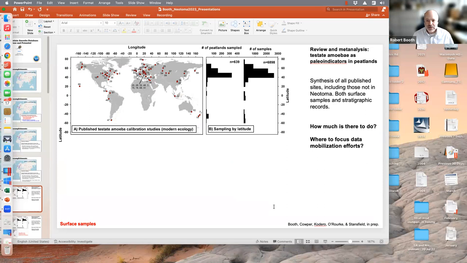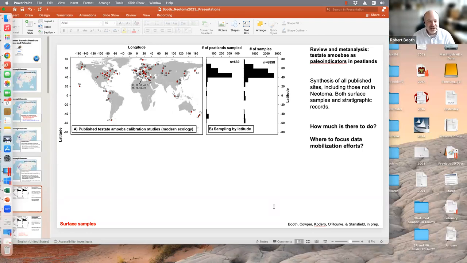So basically what we're trying to do here is synthesize all of the published testate amoeba sites, both modern samples and stratigraphic samples. No one has done this so far. So it's quite an undertaking to pull everything that's been published together. And of course, we're trying to do some science with it, but along the way, there are fundamental Neotoma-related questions like how much is there left to do and where should we focus our efforts?